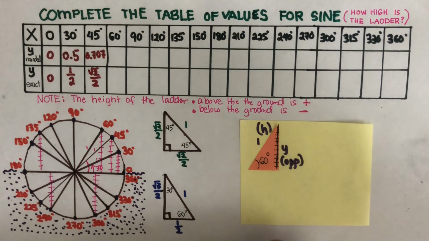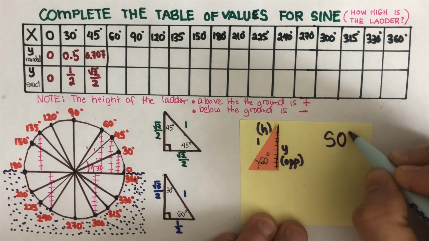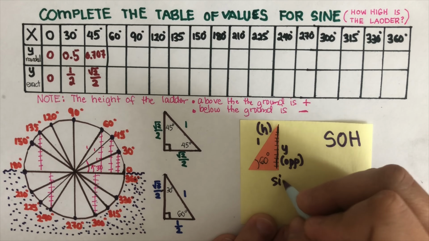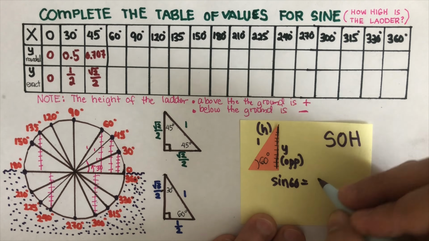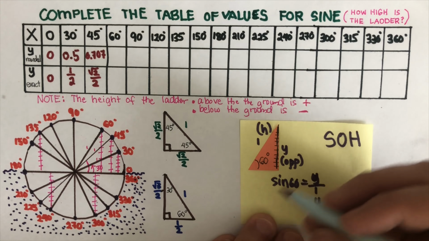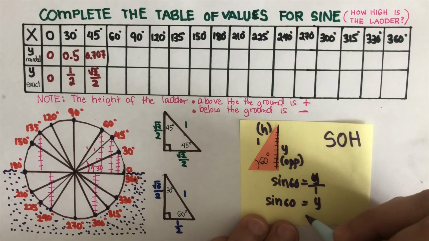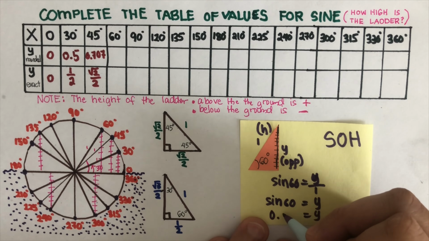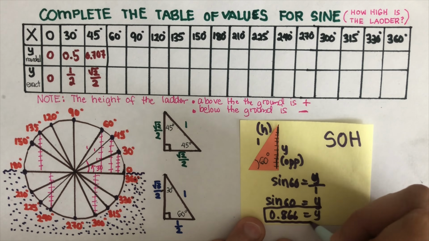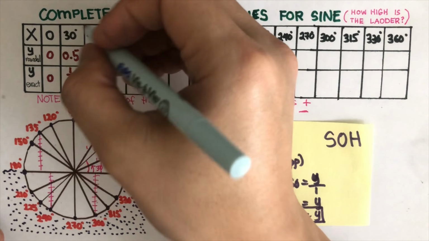So then to solve for this, we are going to use opposite and hypotenuse, so that is SOH. So then sine of 60 is equal to y, which is the opposite, over 1. So y divided by 1 is just y. And so sine 60 is actually 0.866. Again, you can use a calculator for this. So 0.866. So I am going to put that up here.